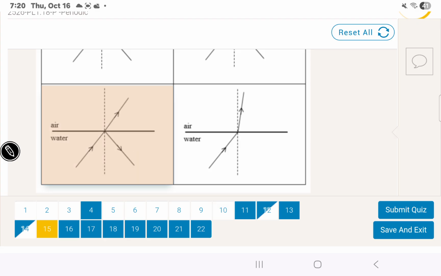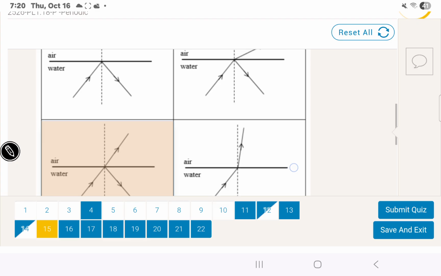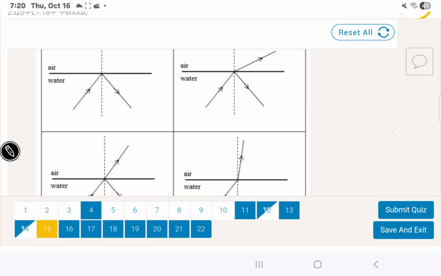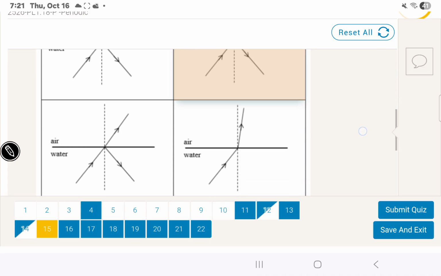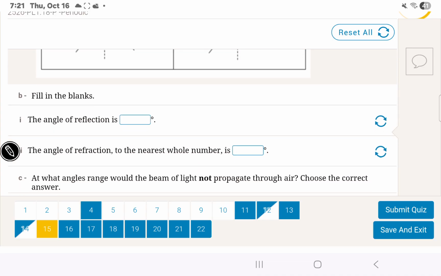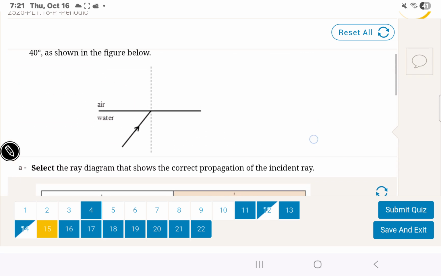Part of the ray will be reflected and part will be refracted away from the normal. So I have to choose this option, refraction away from the normal and reflection. So the angle of reflection is 40. The angle of refraction, we have to calculate it. How do you calculate the angle of refraction?